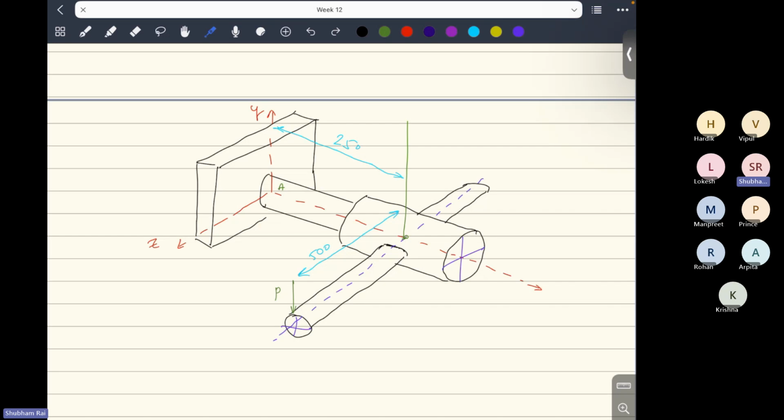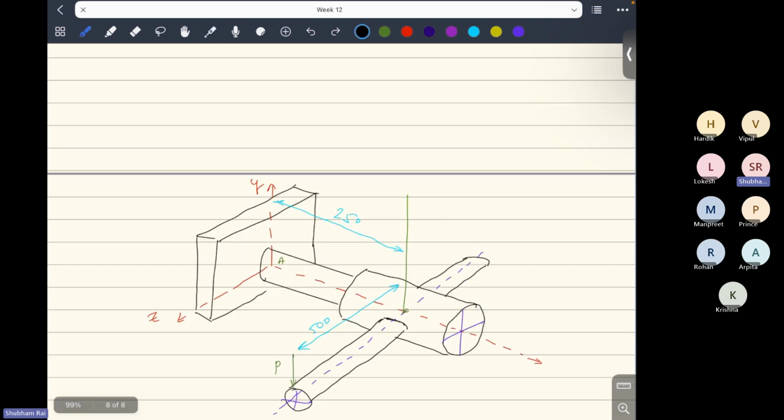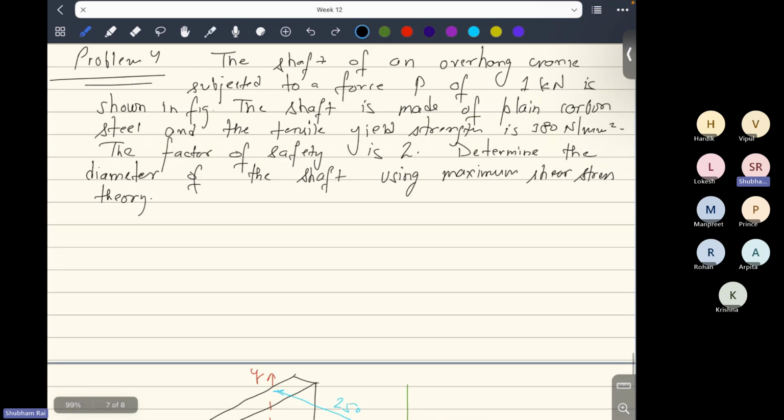In the previous question as well, we have done that. So we'll take shear due to torsion, but we will neglect shear due to the transverse force that is acting here. We'll only take normal stress due to this transverse force at this cross section. So let me do that. Solution.